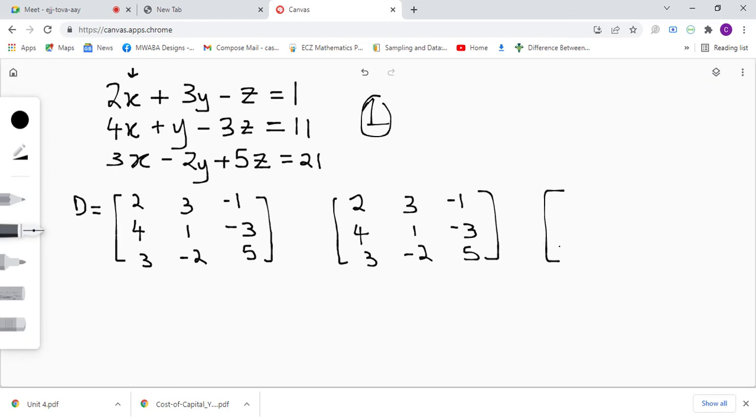And then finally, we're going to write this matrix again. We'll say 2, 4, 3, 3, 1, -2, again -1, -3, and 5.